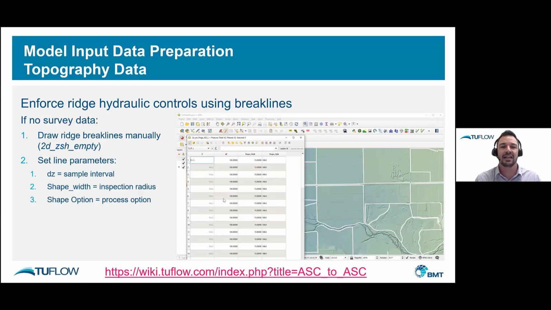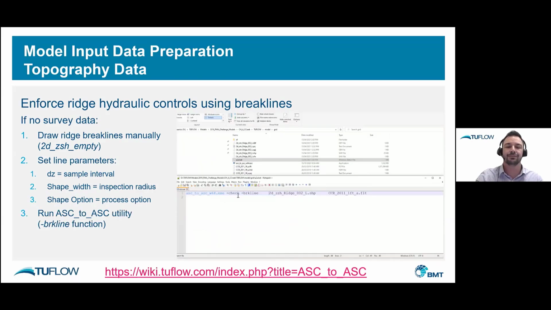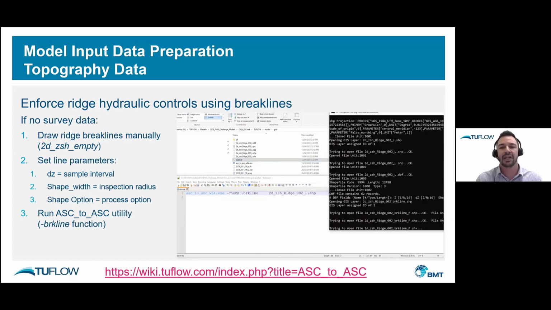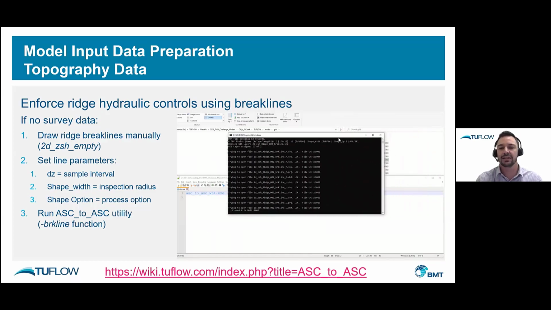I then set a sample distance, which is the DZ attribute, and the shape width, which becomes an inspection radius, and a process option, or shape option, which in this instance was set to max. And ASCII to ASCII will actually inspect a radius around every single 100-meter increment here and pull out the maximum value for inclusion in the TUFLOW model. So you've drawn that data set using the Z-shape template file, run ASCII to ASCII. It batch processes this really quickly.